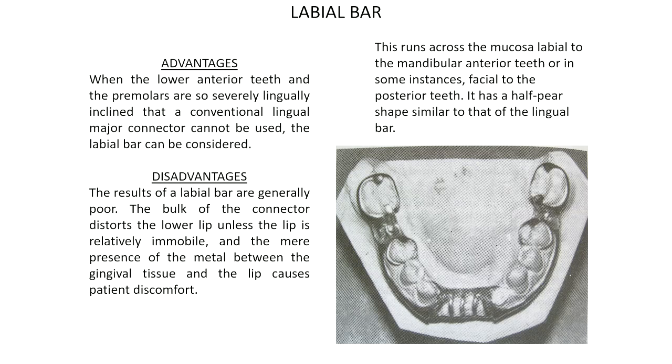The disadvantage is that the results of a labial bar are generally poor. The bulk of the connector distorts the lower lip unless the lip is relatively immobile, and the mere presence of metal between the gingival tissue and the lip causes great discomfort to the patient. But this is a last option when there is severe lingual tipping of the anterior teeth, hindering the path of insertion and removal.